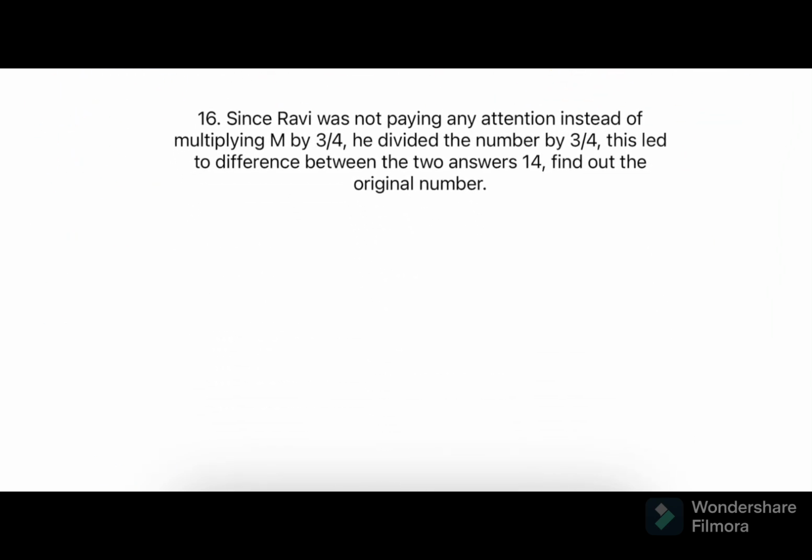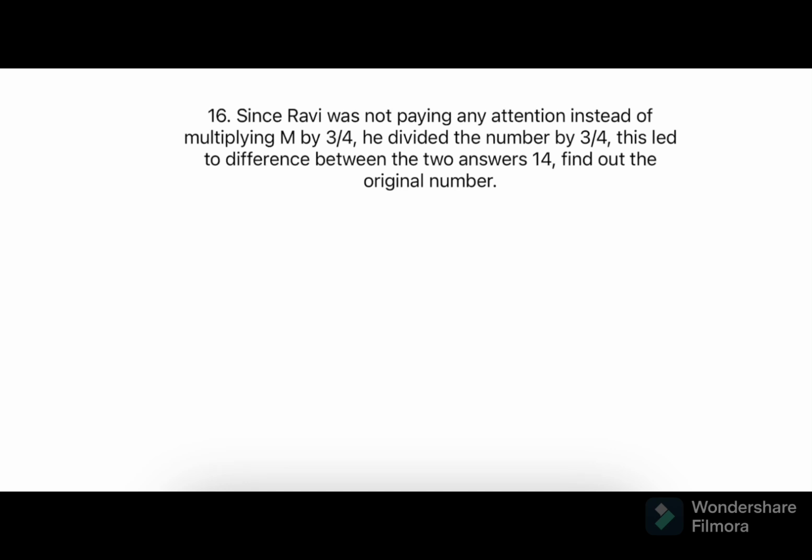Question number 16. Since Ravi was not paying any attention, instead of multiplying m by 3 by 4, he divided the number by 3 by 4. So there is some number. We don't know what that number is. The number is m. We don't know the exact value of it. Ravi was supposed to multiply m by 3 by 4. But instead of multiplying, he has divided it by 3 by 4. This led to the difference between the two answers, 14. Find out the original number.